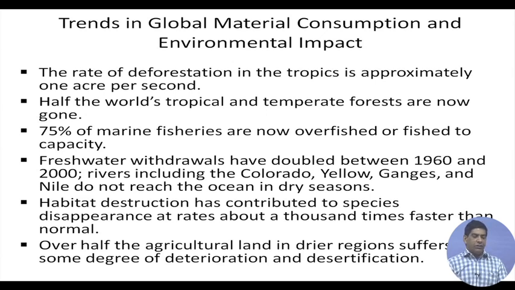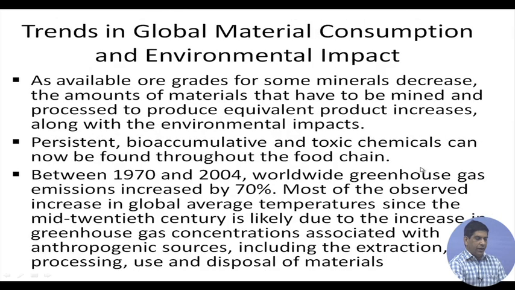One half of the agricultural land in dry regions is suffering from some degree of deterioration and desertification. So their agricultural productivity is going down because of the usage of a lot of chemical fertilizers and other associated causes. As you can see, there is a substantial environmental impact coming up because of the different activities that are happening as part of industrial or agricultural activities.